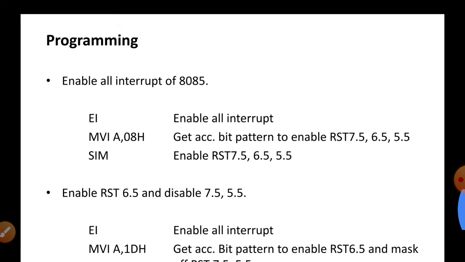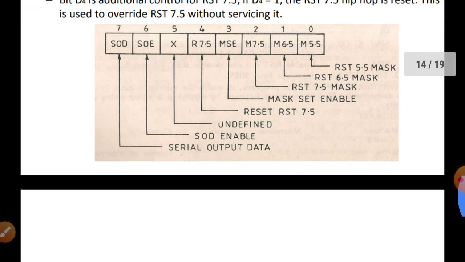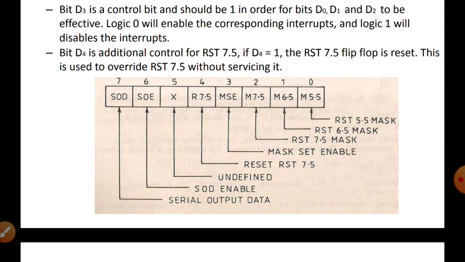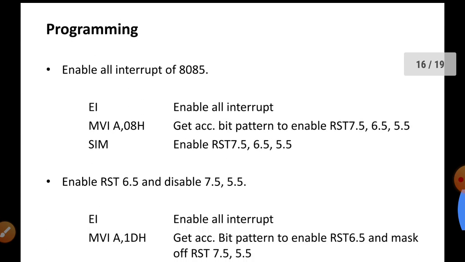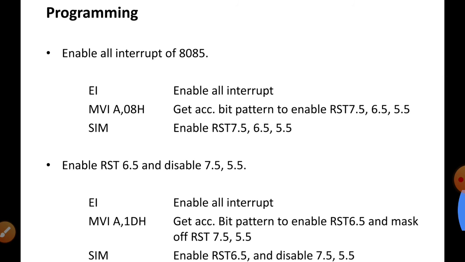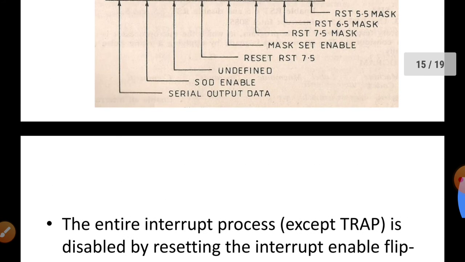Now, the next process is to enable 6.5 and disable 5.5 and 7.5. So we have to put certain values in the form of a bit pattern into the accumulator, so that 6.5 will be enabled and 5.5 and 7.5 are disabled.